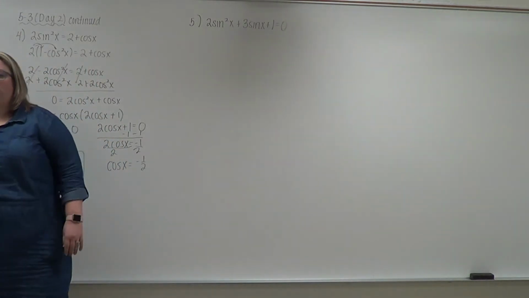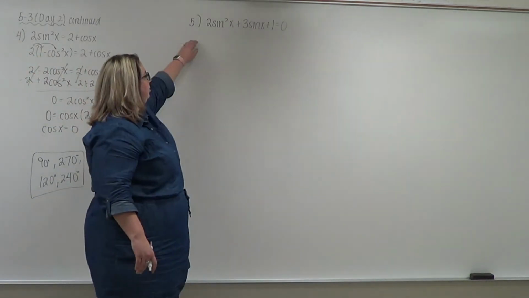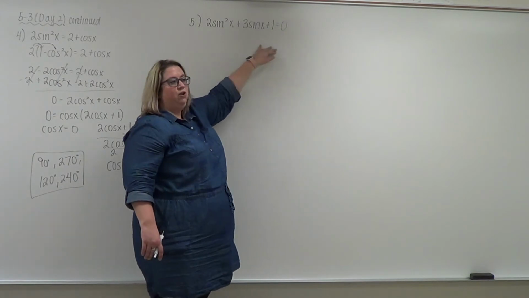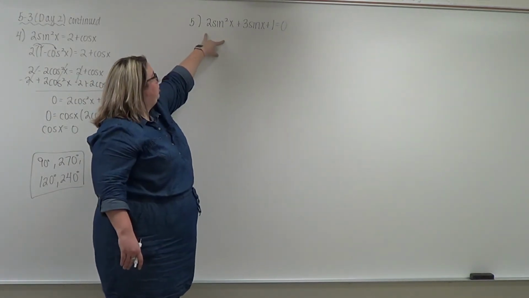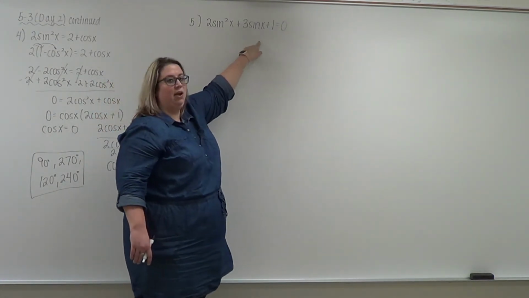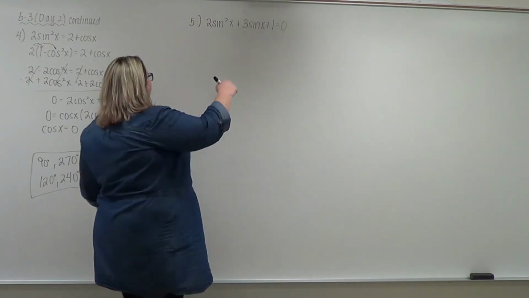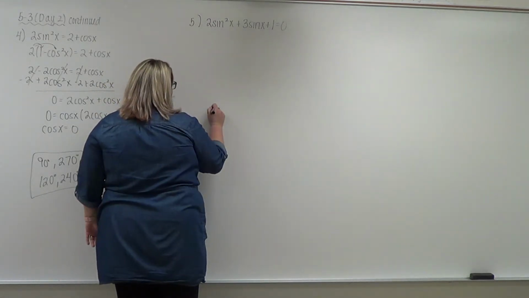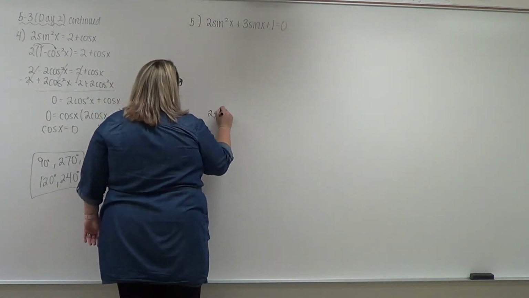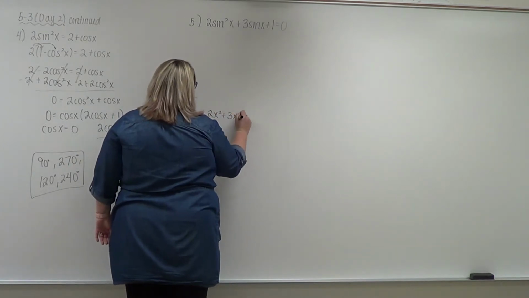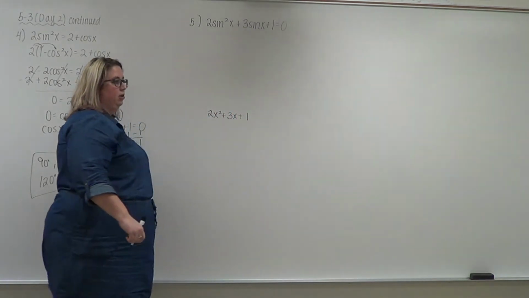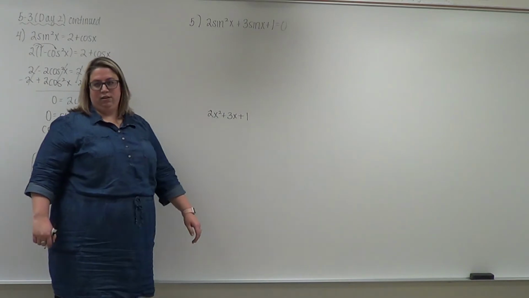Why would I not want to change anything? Because they're all sines, okay? So if I wanted to change this, I would turn it into cosine, but I don't want cosine because I want everything to be the same. Okay, we're going to factor this. This is exactly the same as how you'd factor 2x squared plus 3x plus 1. It just now has sines with it.